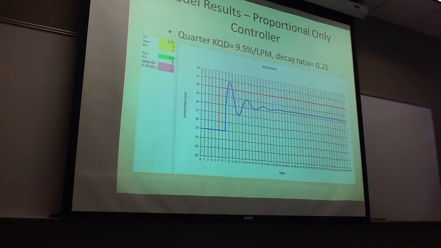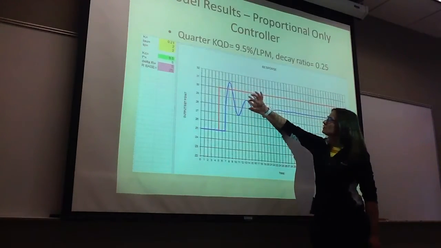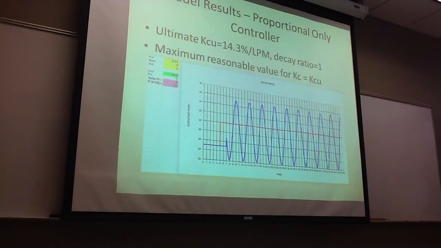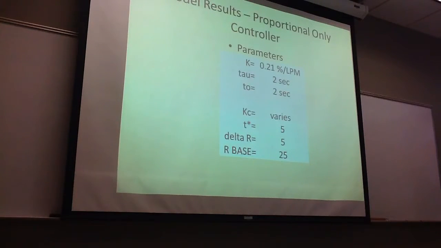Here we're on the quarter, so we can see that it's a quarter because when we divide this distance by this one, it gives us 0.25. And this is the ultimate version where we have a KC called the KCU. We can see that the response is oscillating and it never settles. Here is a brief recap of the parameters that we used for this model experiment.